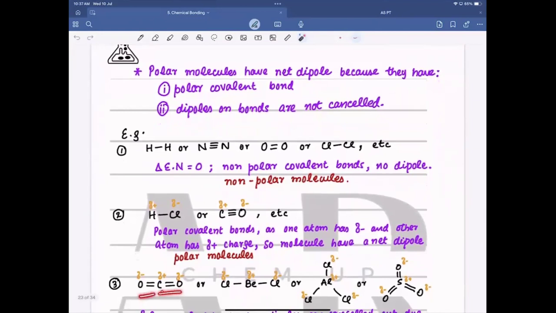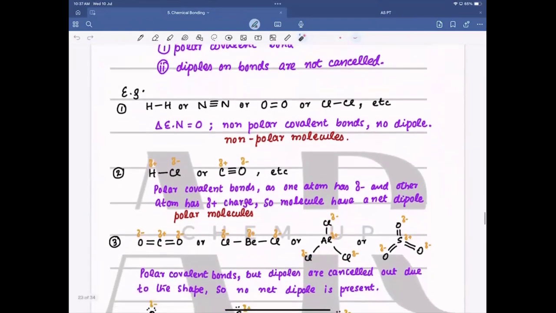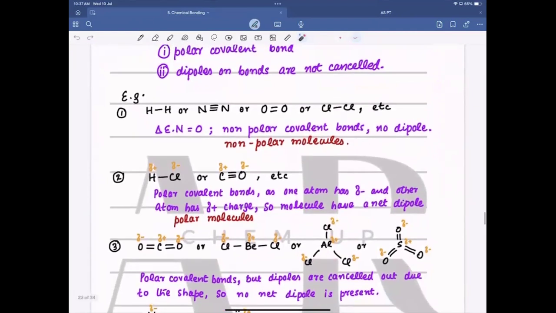Now have a look at these. It has polar bonds. But these bonds are oriented in such a way that their dipoles are cancelled out, and as a result, we get a non-polar molecule, although there are polar covalent bonds in them. Is this understandable? Yes, sir. Okay.